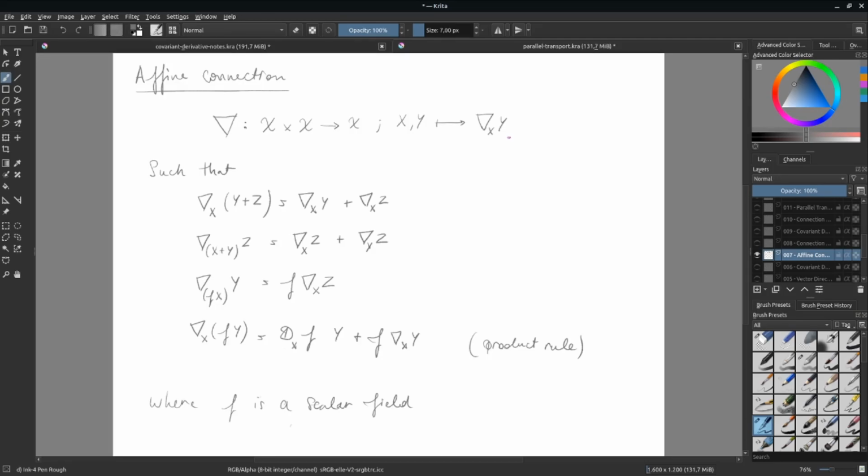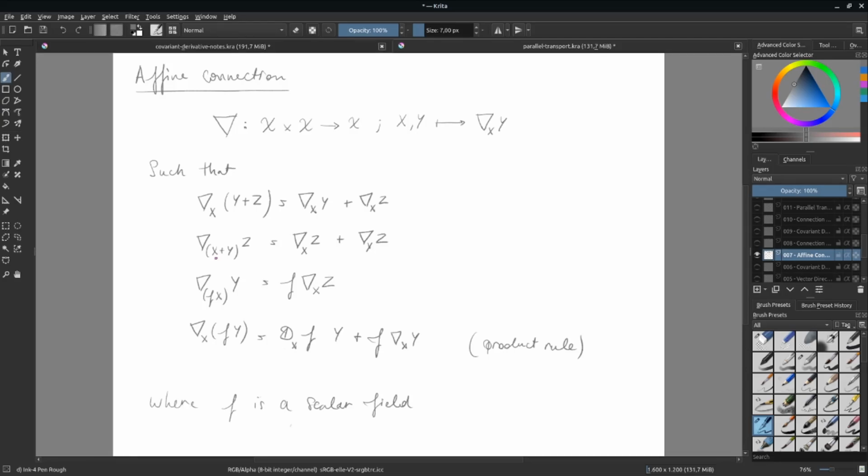and it must satisfy a few conditions. But note that these are axioms. So any object that satisfies these conditions is a connection. In practice, we can find many of them. So roughly, it should be linear in the main argument. So the covariant derivative along x of y plus z is the covariant derivative along x of y, and the covariant derivative of z along x. Similarly, it should be linear in terms of the direction that we're deriving it.